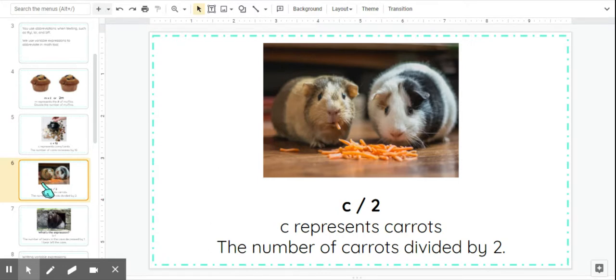This one shows two guinea pigs sharing some carrots. So C represents carrots, and the carrots are being shared by or divided by two guinea pigs.